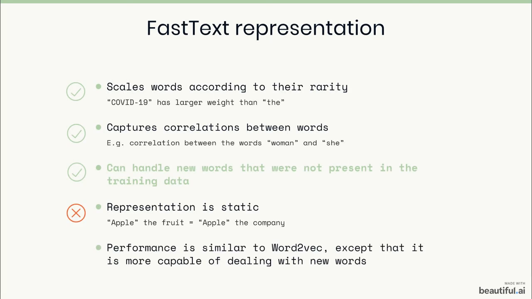So this satisfies, again, the first 2 points, just like Word2vec, but aside from that, it can also now handle new words that were not present in the training data. It still has the last problem of representation being static, that apple the fruit is still equal to apple the company. Performance is quite similar to Word2vec, but because of this ability to deal with out-of-vocabulary words, it's way more robust compared to that, like when we want to apply this model in practice in the real world.